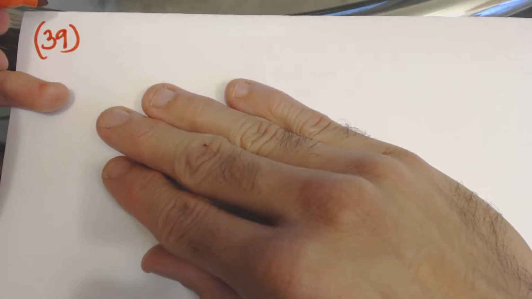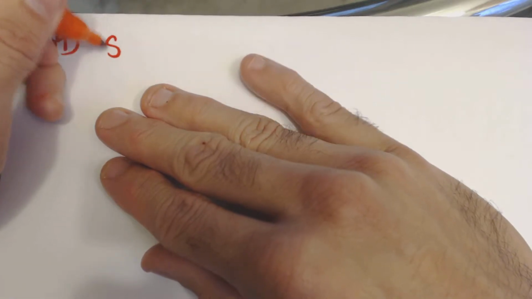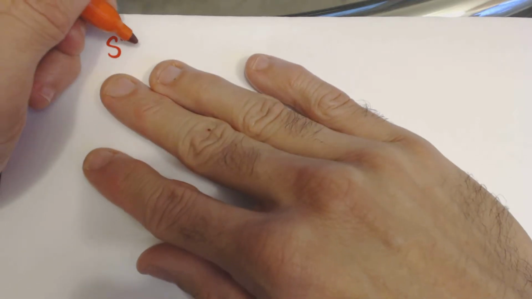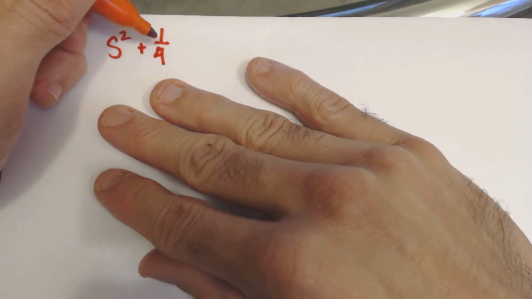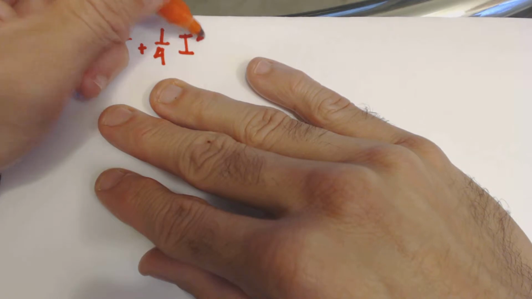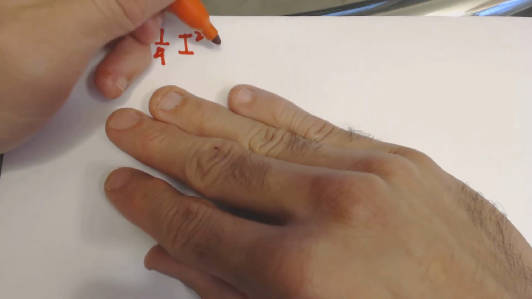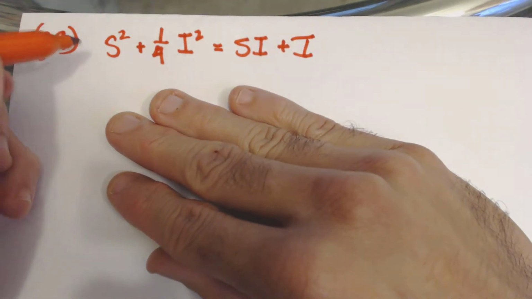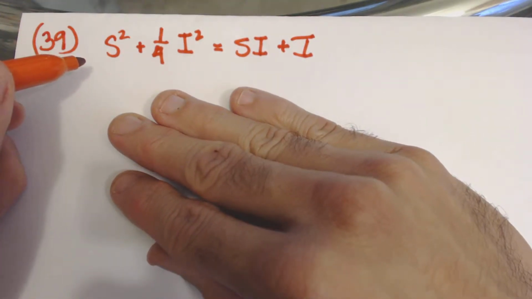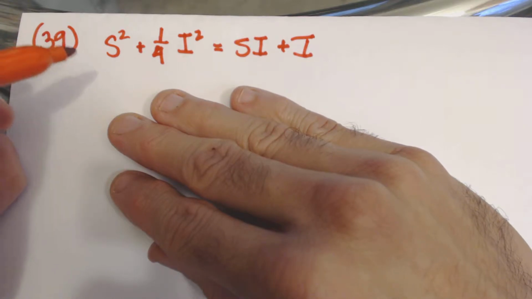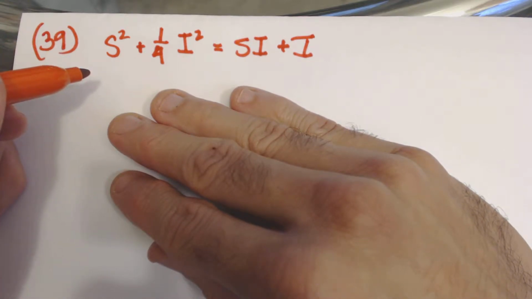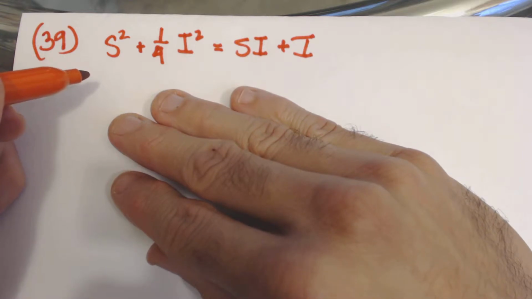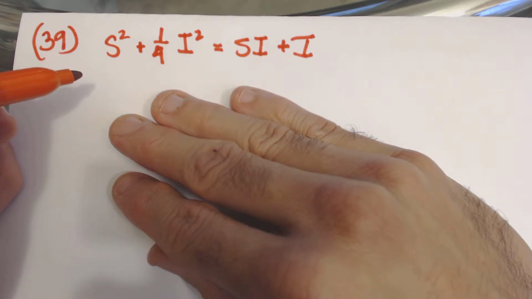A country's savings S is defined implicitly in terms of its national income I by the equation S squared plus 1/4 I squared, which equals S times I plus I. So income is a function of savings here. So we want to take the derivative of savings with respect to income implicitly. And both savings and income are in billions of dollars.